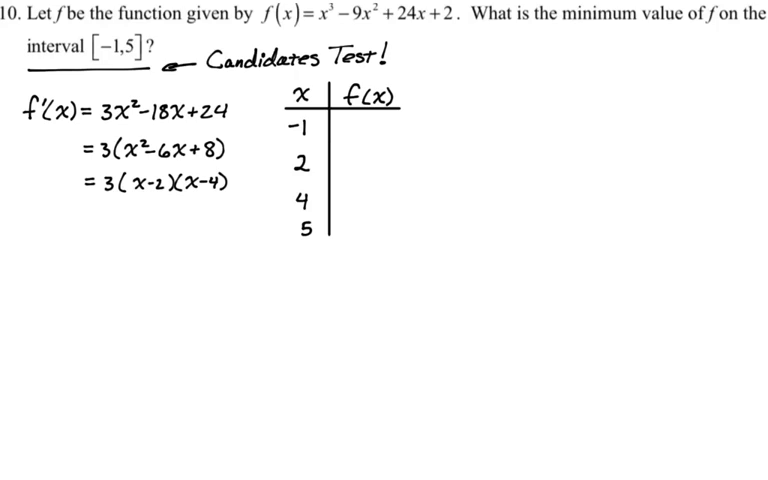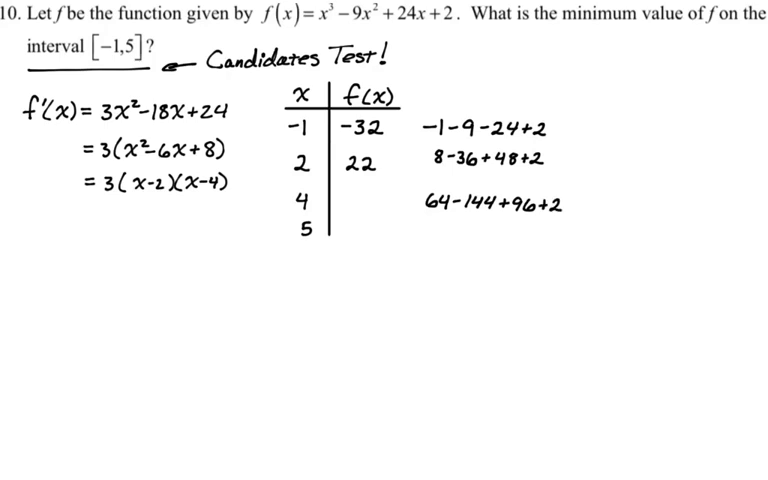And now we just have to substitute in. To plug in negative 1, it's going to be negative 1 minus 9 minus 24 plus 2, which if you add that up, you get negative 32. At 2, you're going to get 8 minus 36 plus 48 plus 2, so you get 58 minus 36, so 22. At 4, you're going to get 64 minus 144 plus 96 plus 2. That's negative 80, and then 16 and 18, so 18.